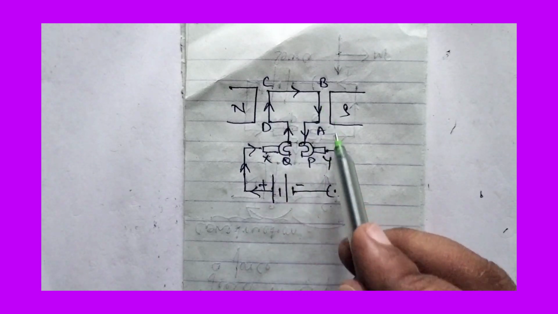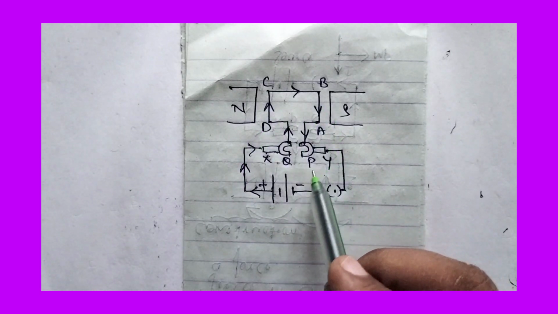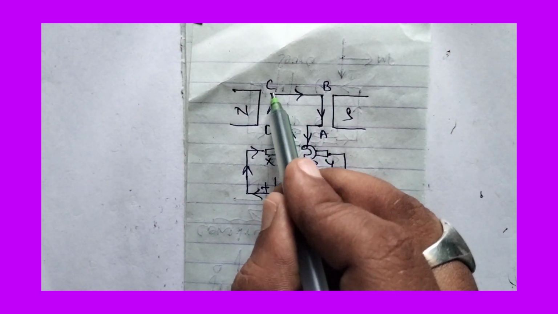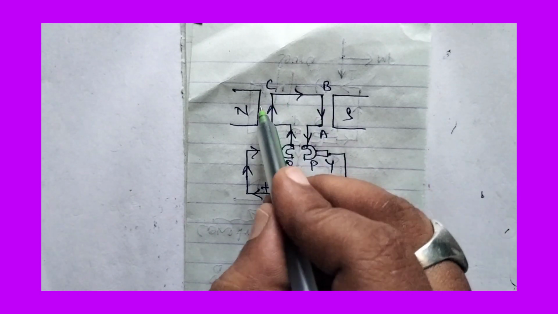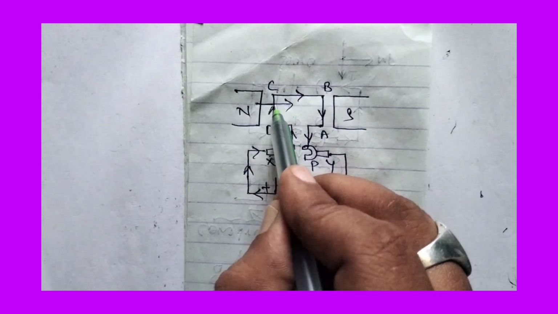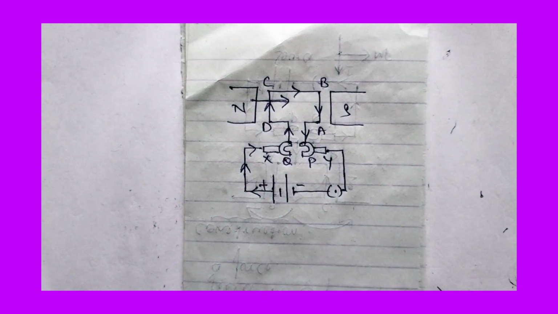So this is how the current flows. Again, the current is moving in the upward direction in CD and the downward direction in AB. The magnetic field lines are moving from north pole to south pole. Now let's see what happens in the second case.